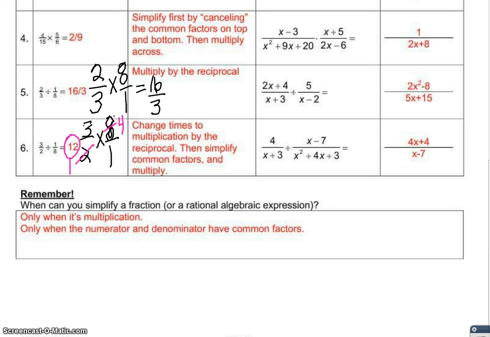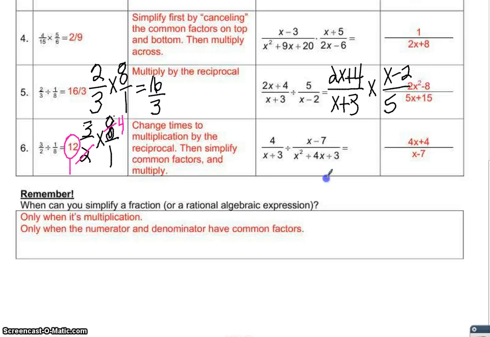Okay, so let's use the same concept in working these two examples over here. On number 5, I still have 2x plus 4 divided by x plus 3. But I'm going to change this division sign to a multiplication. And now I have x minus 2 over 5. So when I FOIL out my numerator and the denominator, I end up with 2x squared minus 8 divided by 5x plus 15.